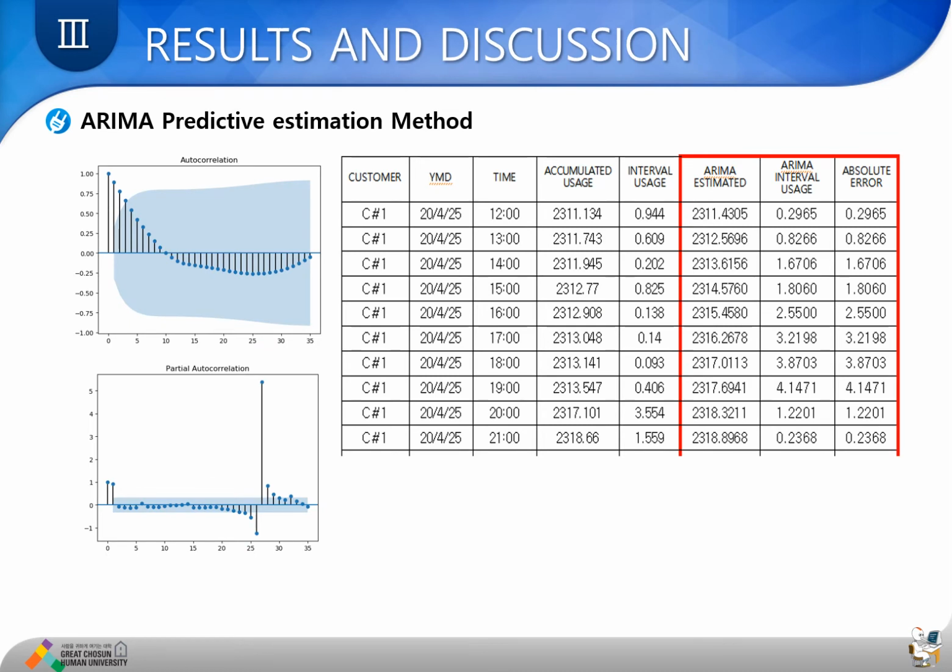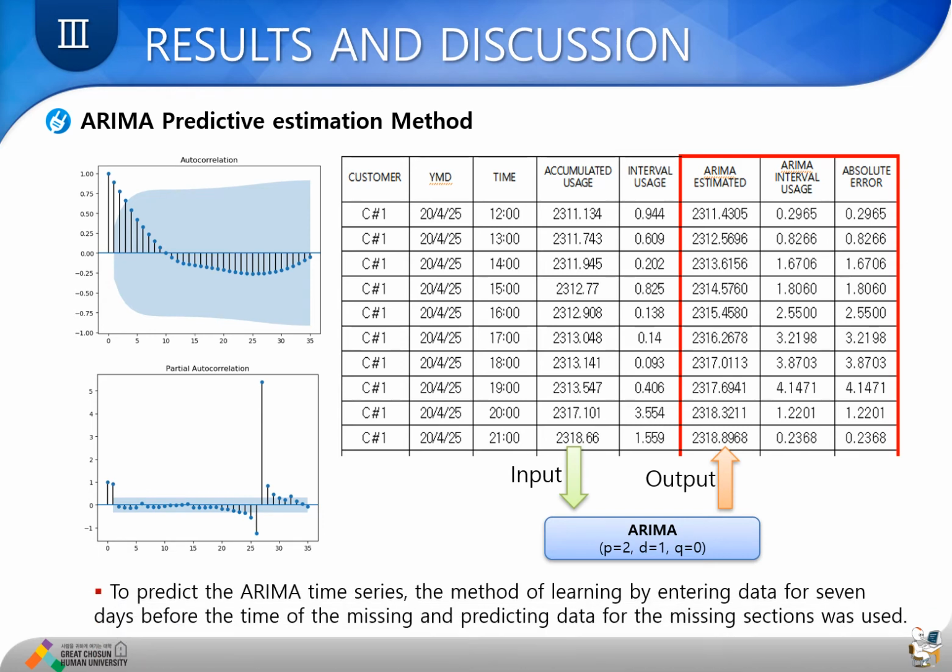This page is the ARIMA predictive estimation method. The method of prediction using the ARIMA algorithm, a traditional method of time series prediction, shows very good performance in the time series field. To predict with ARIMA, data for 7 days before the time of the missing section was entered and used to predict data for the missing section. ACF and PACF were used to determine the p, d, q values of ARIMA.